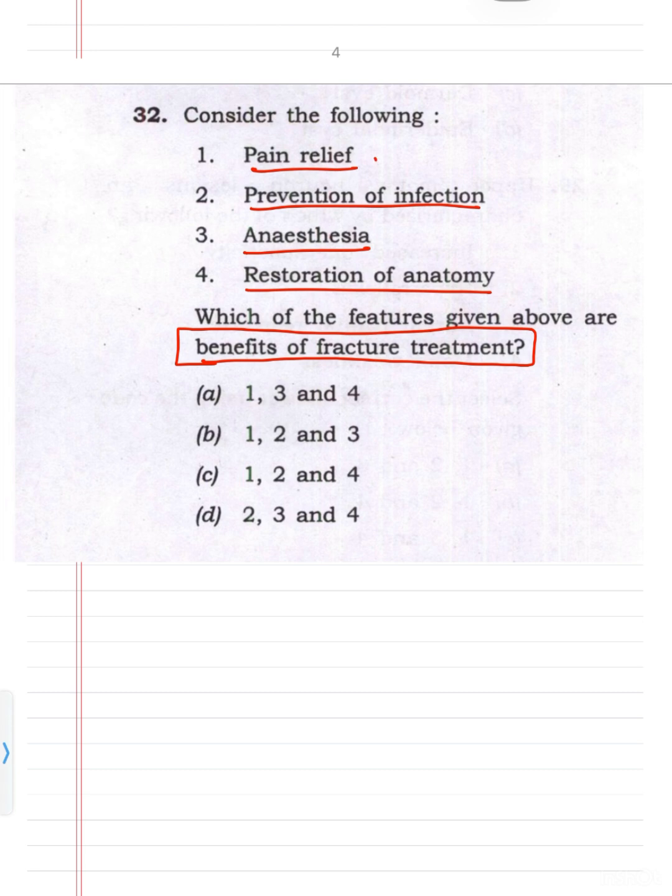So first is pain relief. Yes, there will be pain relief. Second, there will be prevention of infection. Yes, infection will be prevented. Third is anesthesia. No, anesthesia is not a benefit, but rather, because of anesthesia given during fracture treatment, there can be risks. Then restoration of anatomy, yes, this is correct. So first, second and fourth are correct. So C was the correct answer, as given in the key also.